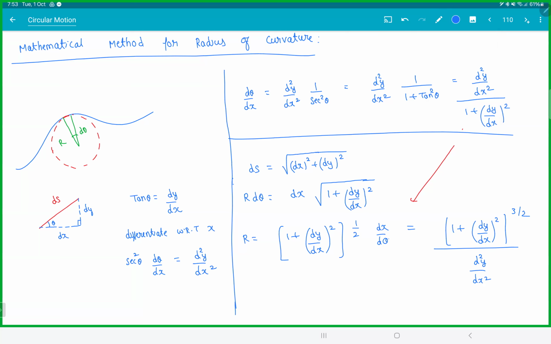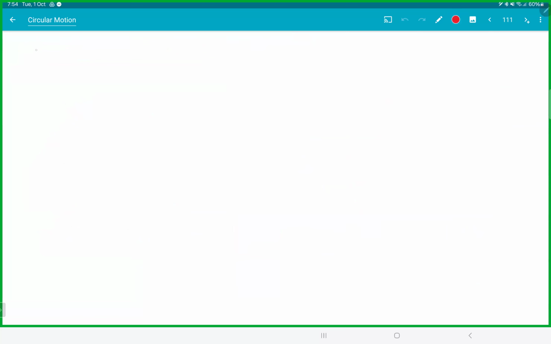Because that's a right angle triangle, by the Pythagoras theorem, ds is also r d theta. So this small piece ds is r d theta arc length. So we're using the arc length formula and the Pythagoras theorem both together. Then it is just a matter of a little brute force differentiation and putting it in. Let me write down the result again. It's a good result, you can remember. So the radius of curvature is 1 plus dy by dx whole square, this whole power 3 by 2, divided by the double differential in the denominator.